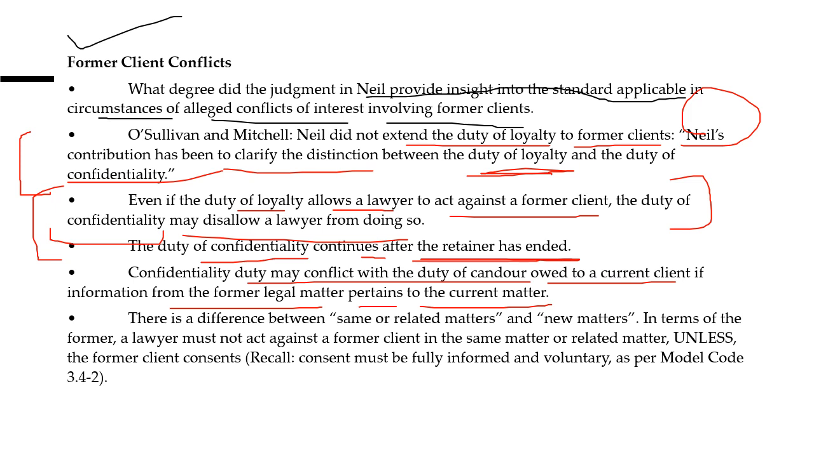You are saying frankness. You have to be frank, open with your current client. But when you are saying openness, are we allowed to share any former legal matter, any former client's information that is related to this current client? What about the secrecy concept? So here you can say that duty of candor and duty of confidentiality are in conflict. So there is a difference between same or related matter and new matter.